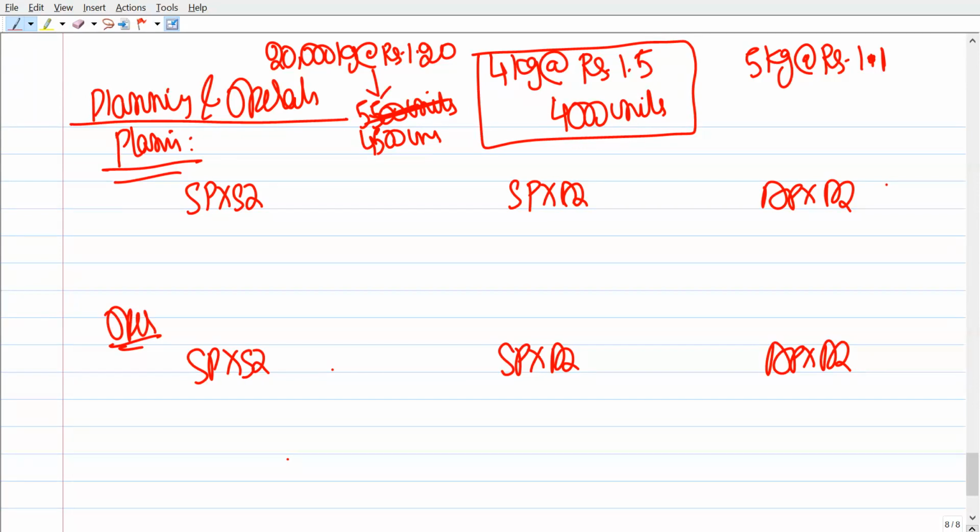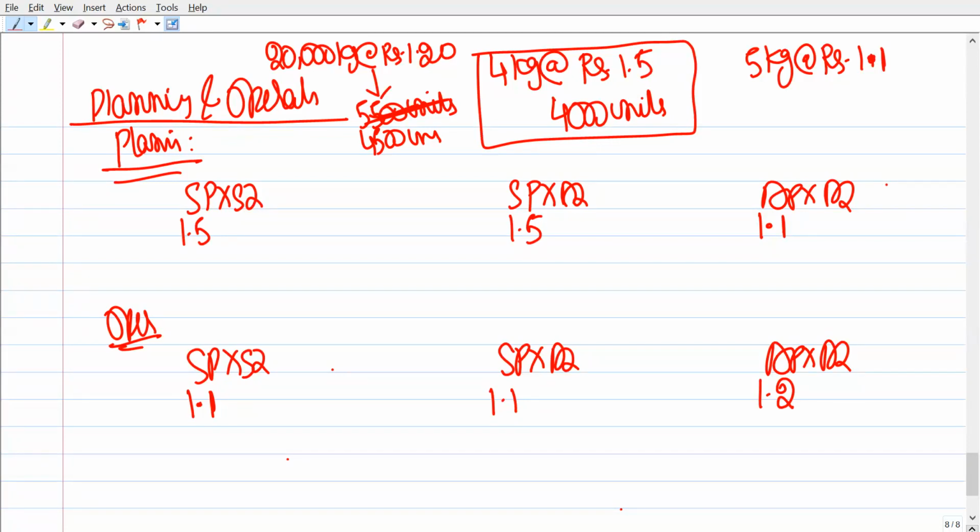Now, when you do planning and operating, SP refers to the original budget of 1.5 and AP refers to the revised budget of 1.1. You have changed your budget. Planning is related to changing the budget to 1.1. When it comes to operating, the standard price is only 1.1. The standard price is 1.1 and the actual price is 1.2. Clear?